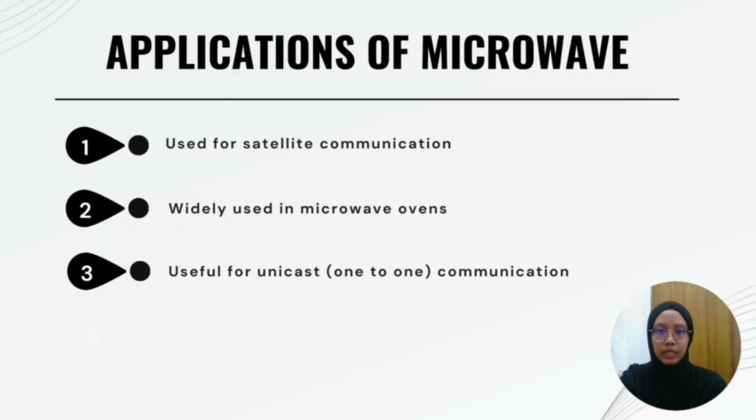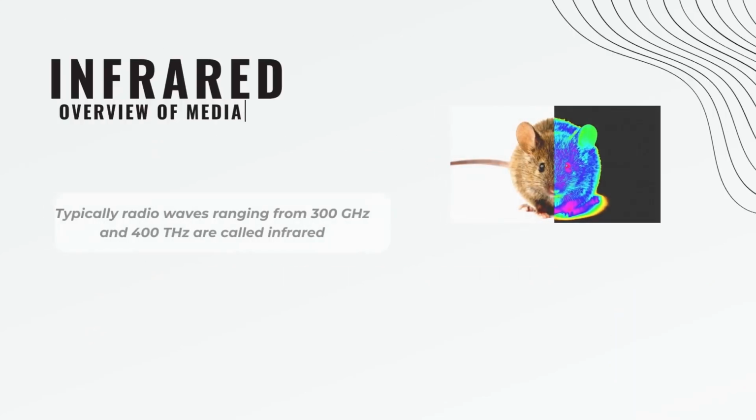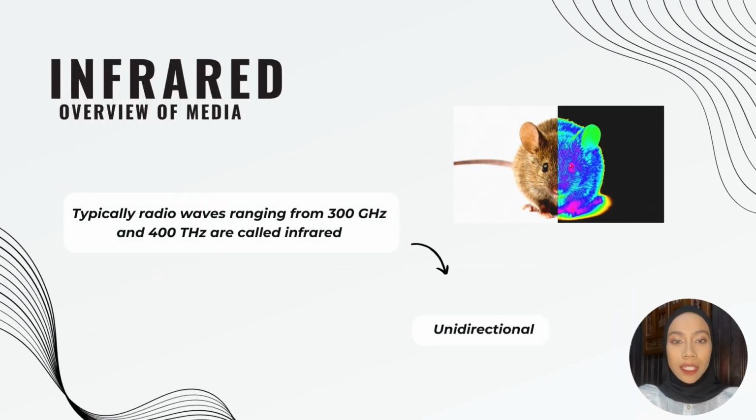Next are the applications of microwave. It is used for satellite communication. The second one is that it is widely used in microwave ovens, and the last one is that it is useful for unicast, which is one-to-one communication. For the last unguided media, it is infrared. It is a radio wave ranging from 300 GHz to 400 terahertz.